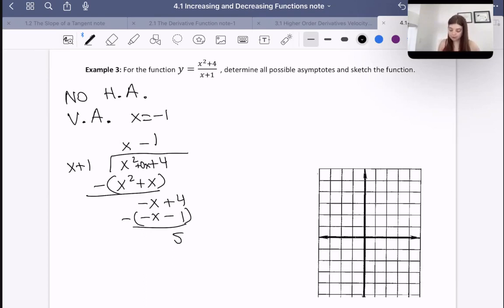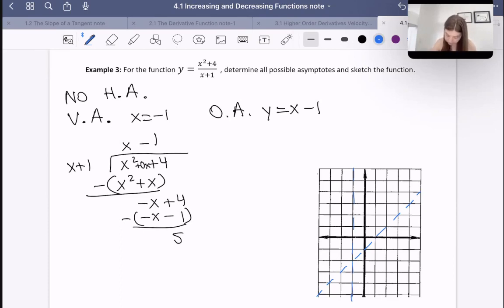So therefore, our oblique asymptote is going to be y equals x minus 1, right? And this is just an equation of a line. So I'm going to draw that line. It's going to be this line right here. And then I'm going to draw my vertical asymptote as well, which is going to be right here, like that.